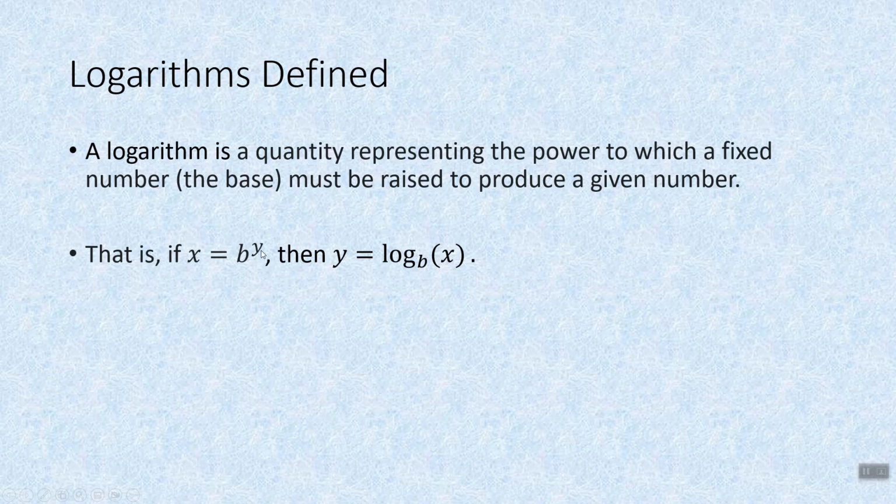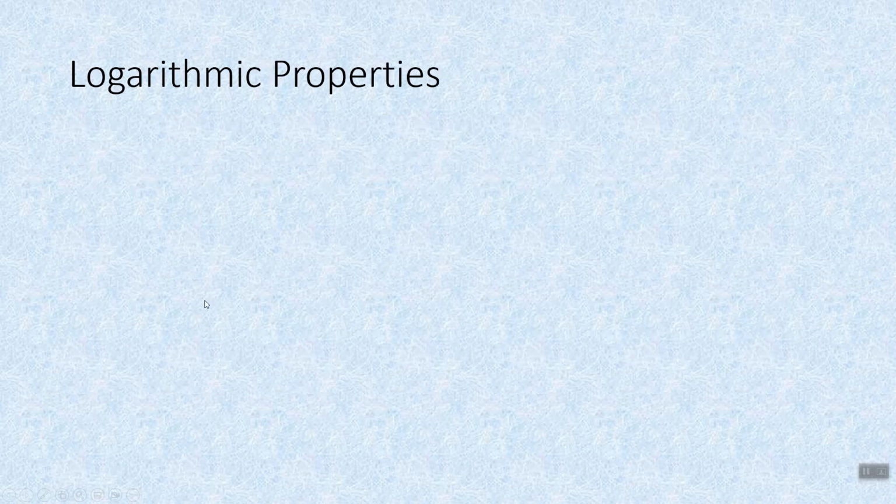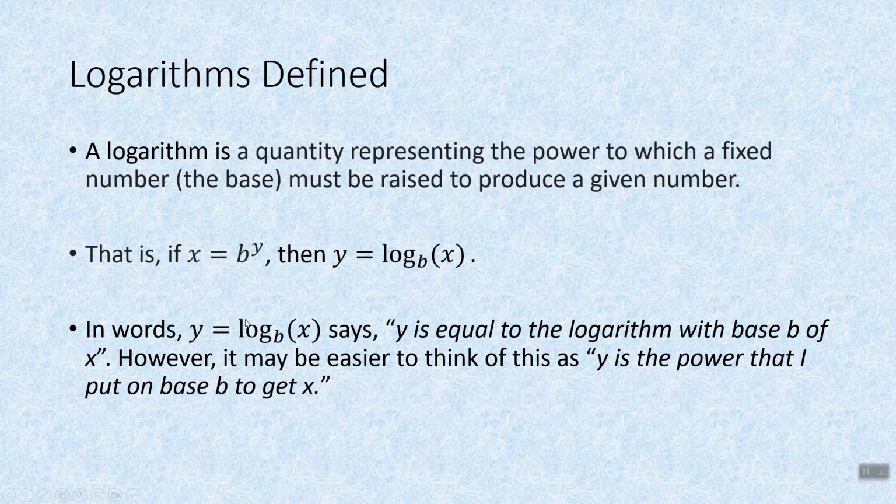Notice here, y is an exponent. Y is equal to a logarithm because a logarithm is just an exponent. We make it look hard by calling it a log, but it's just an exponent. So in words, this notation says y is equal to the logarithm with base b of x. That's the definition. I prefer: y is the power I put on b in order to get x. All right, y is the power I put on b in order to get x.